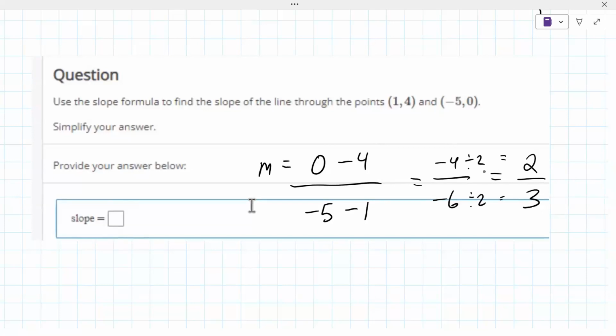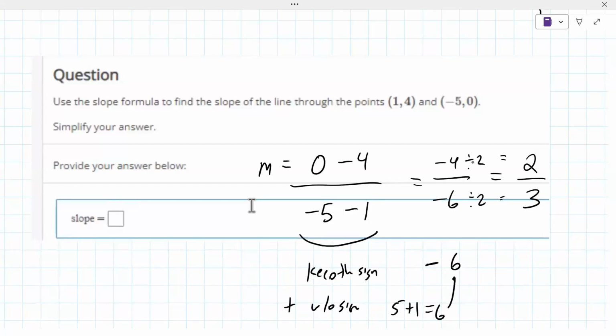I thought if it's two negatives, it's a positive. So you keep the sign, and then you add the numbers without the sign. So you know the answer is negative, but then you look at it as 5 plus 1, which is 6. Okay.